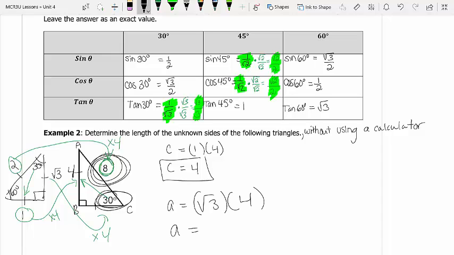Okay, and we're going to keep this as an exact value. So the side length of A is 4 root 3. So now we know the lengths of all three sides. Sometimes it's just a matter of figuring out which special triangle the triangle in the question is a scale version of, figure out what the scale factor is, and then multiply each side length accordingly.